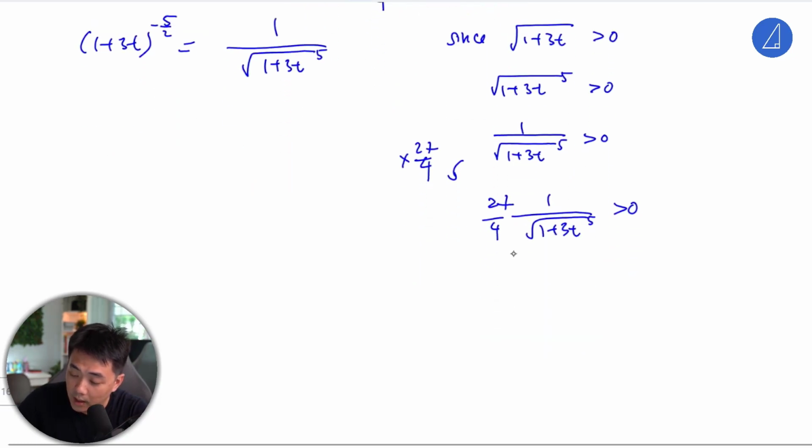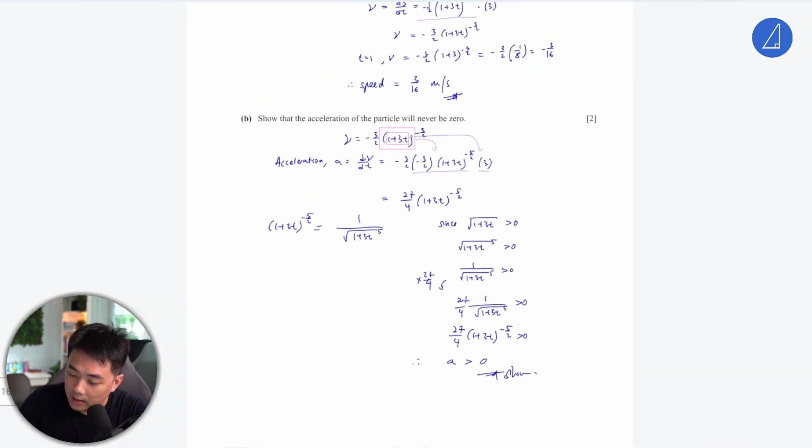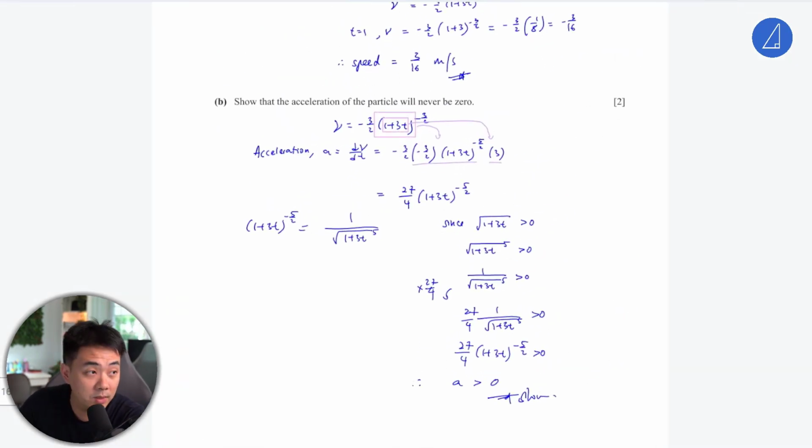I think I'm just over explaining things. You could skip this step, I believe. So hence the acceleration is bigger than 0. Okay, shown. That's how you do this part here.